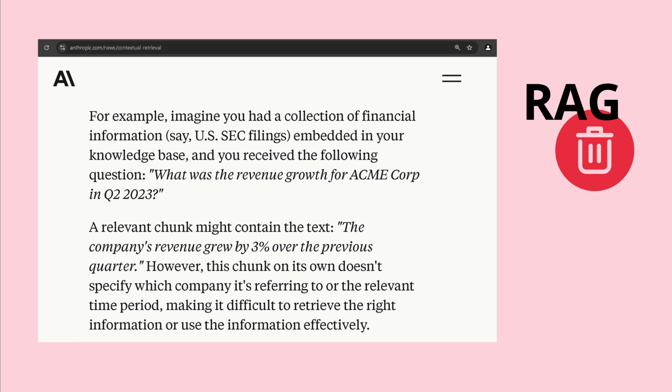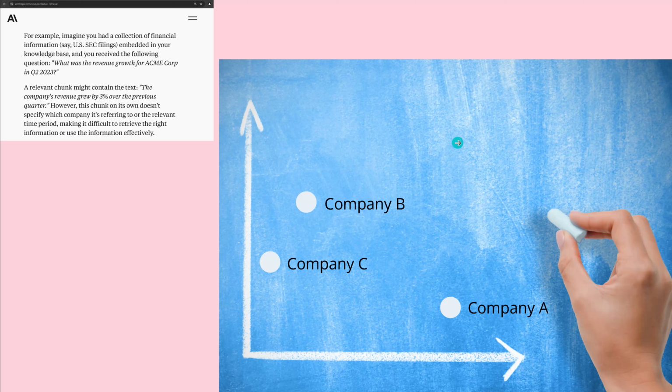However, now this is the interesting part: this chunk on its own does not specify which company it is referring to. It is just the company or the relevant time period. So what the hell does this chunk relate to? What happens now, and this is for my green grasshoppers, I put in some of my stuff, I just want to make it easier to understand.